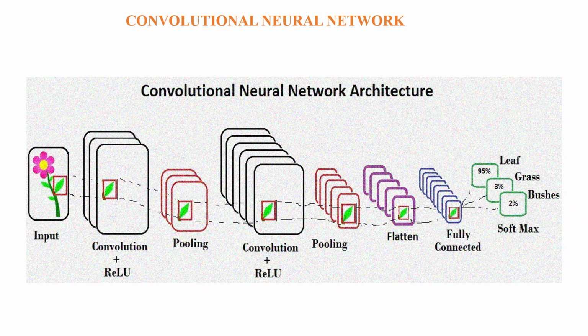Next, the image passes through the convolution layer. In this layer, small filters called kernels slide across the image. These filters perform mathematical operations to detect important patterns such as edges, textures, and shapes. Each filter produces a feature map that highlights specific visual features present in the image.